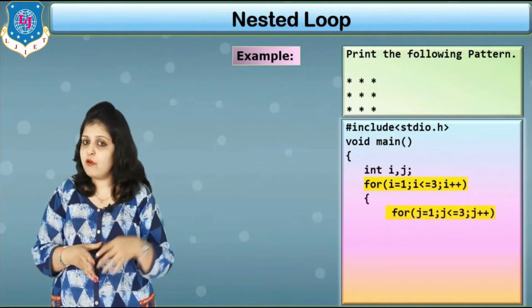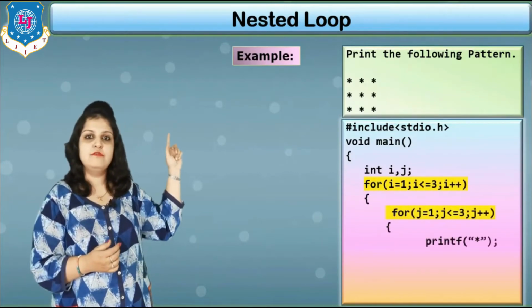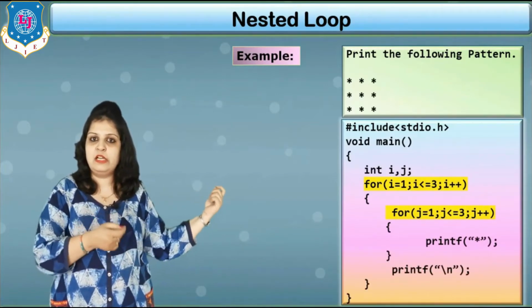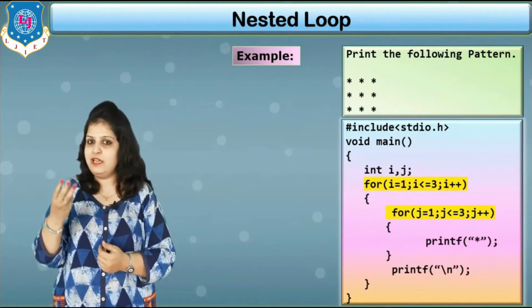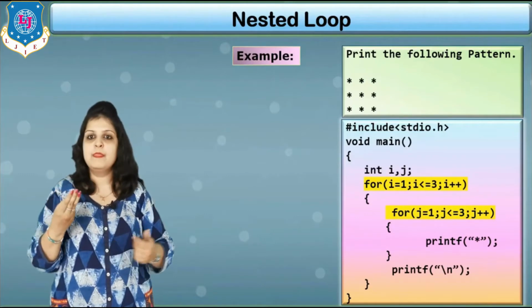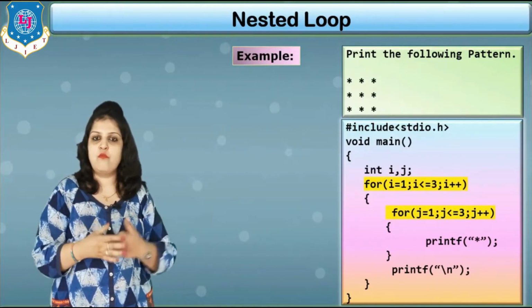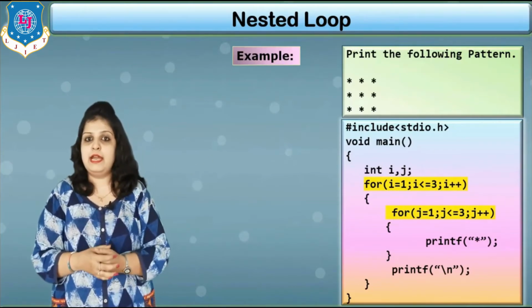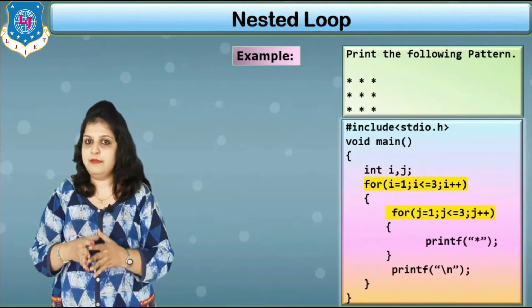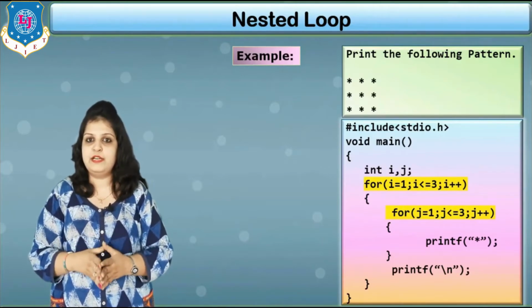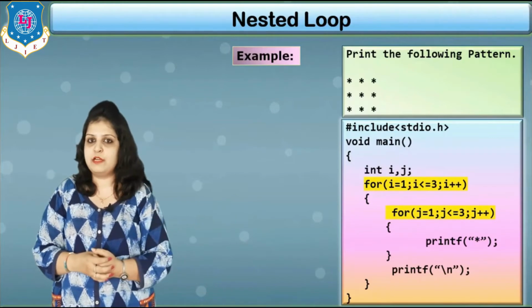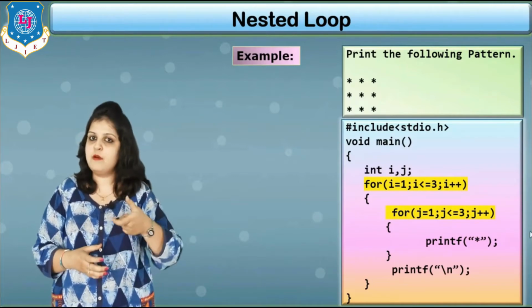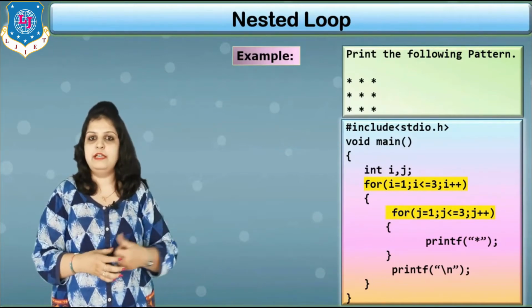And what is the range for both loops? Here you can see that we have to print 3 rows and 3 columns. So in the first for loop, i equals 1, i less than or equal to 3, because I want to execute this loop 3 times. In the same way, j equals 1 and j less than or equal to 3, because there are 3 columns. In the body we simply write one printf statement, and in this printf we write the star sign, because we want to print the star. Then after the curly bracket closing our inner loop, we write printf backslash n.